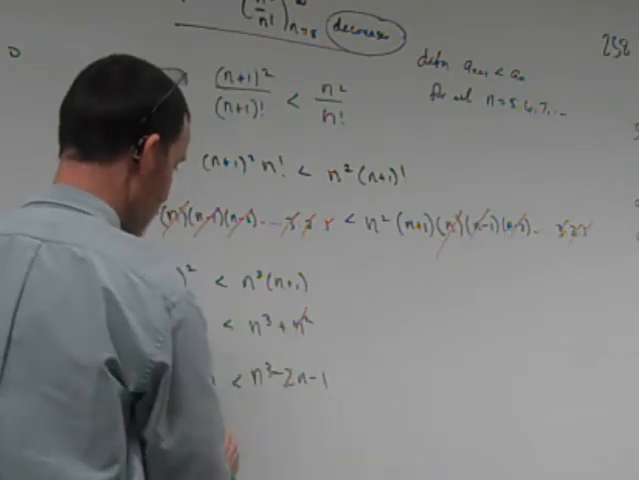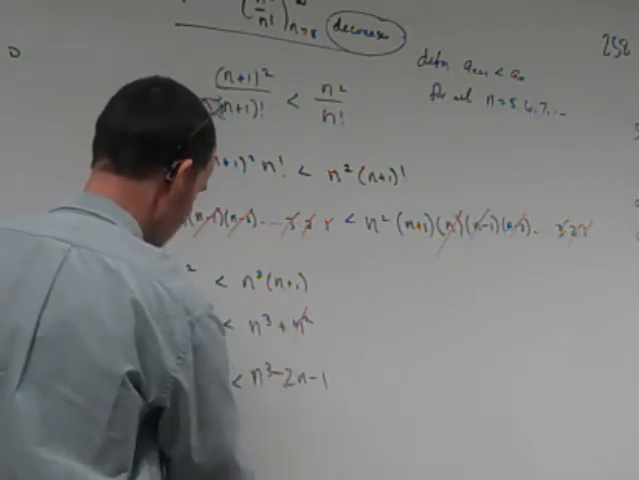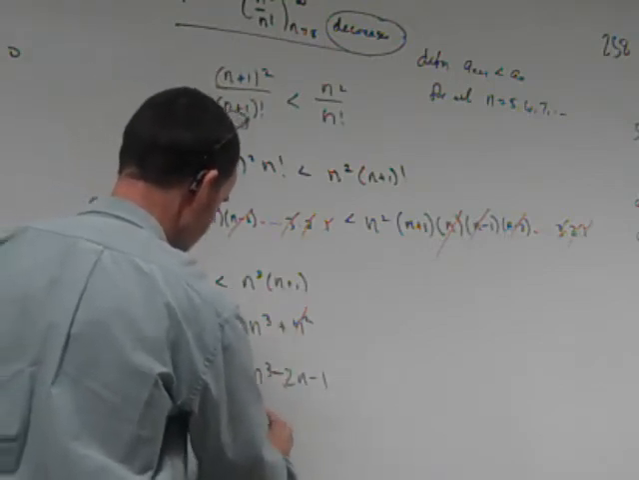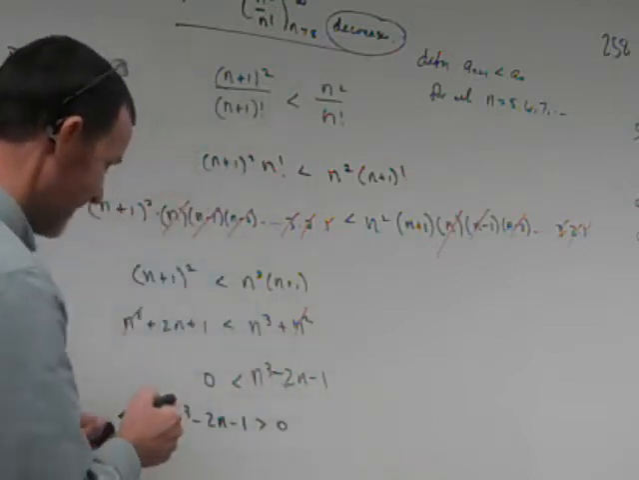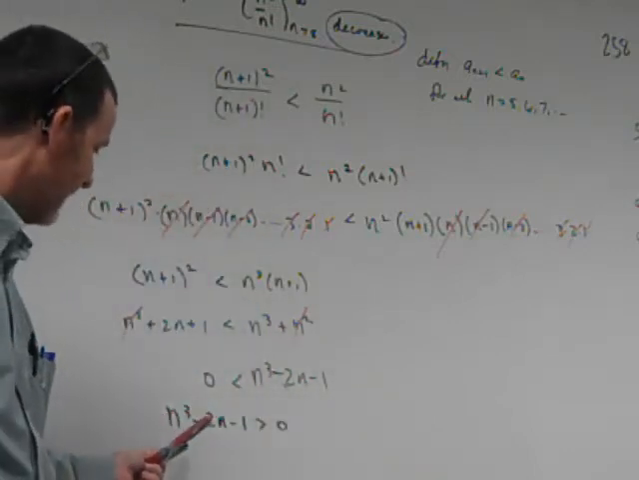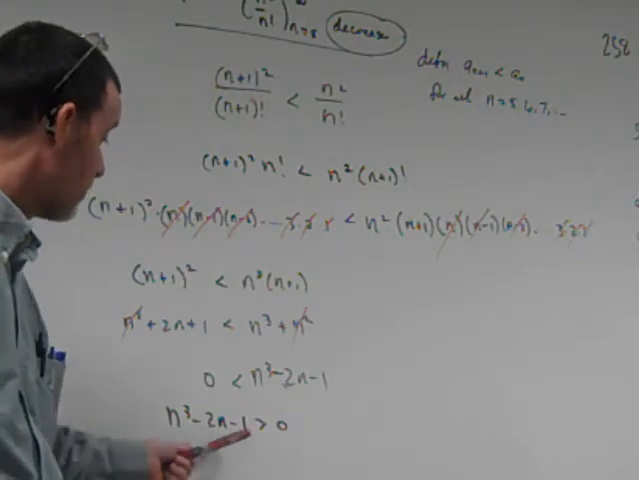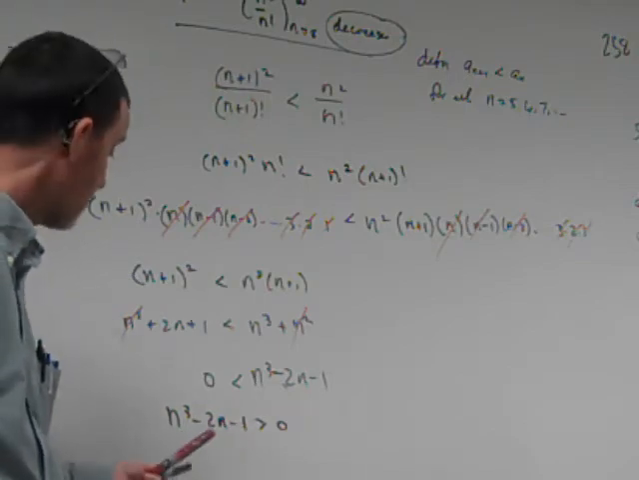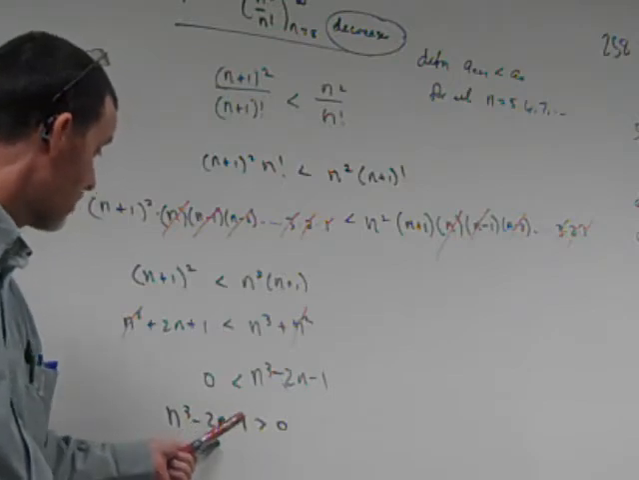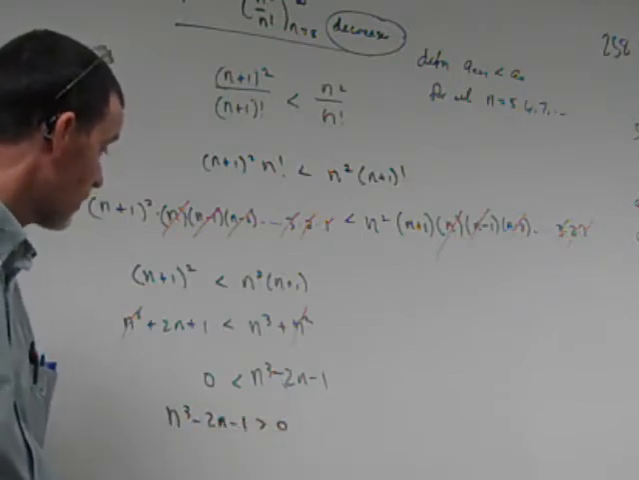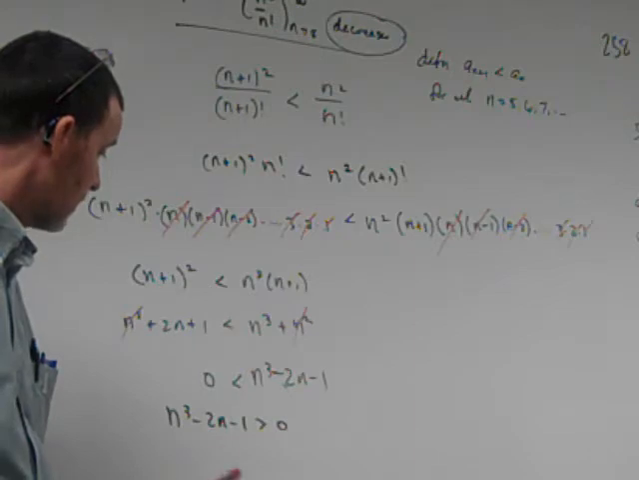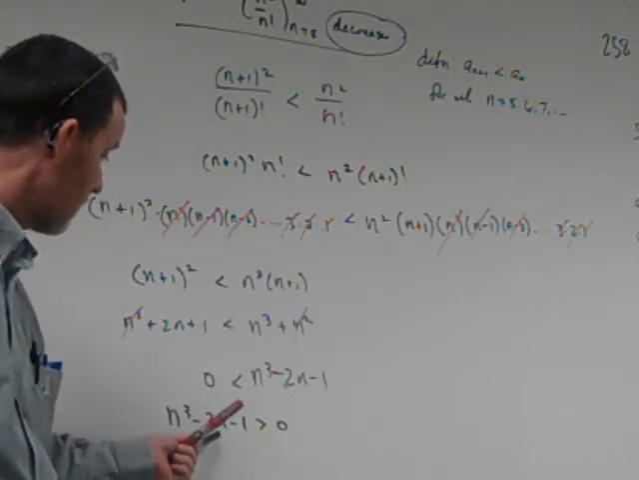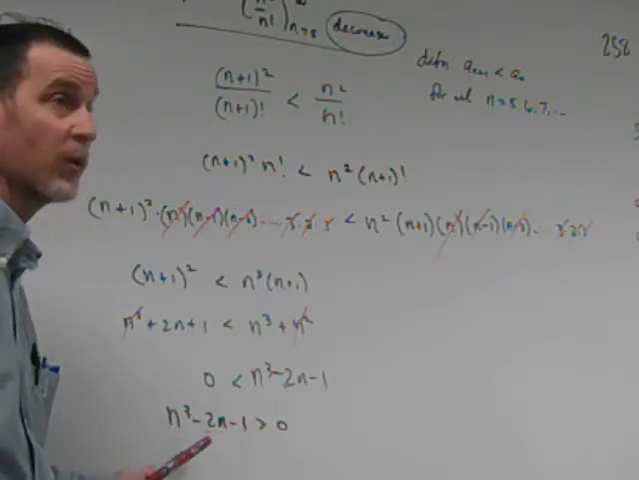Right, move these guys to the other side. Flip it. n cubed minus 2n minus 1 greater than 0. Well, if n is 0, that's not true, right? If n is 1, that's not true. 1 minus 2 minus 1 is not greater than 0. If n is 2, 8 minus 4, okay, it starts being true at 2, right?